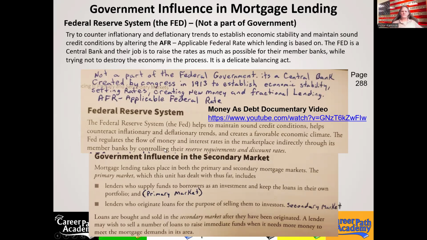So the Federal Reserve is not a part of the federal government. It's a central bank created by Congress back in 1913 to establish economic stability, setting rates, creating new money, and fractional lending. This is when we went off the gold standard, too. The AFR is the applicable federal rate.